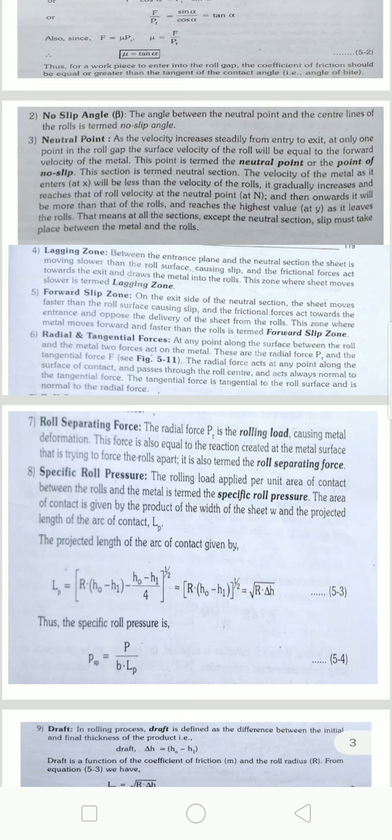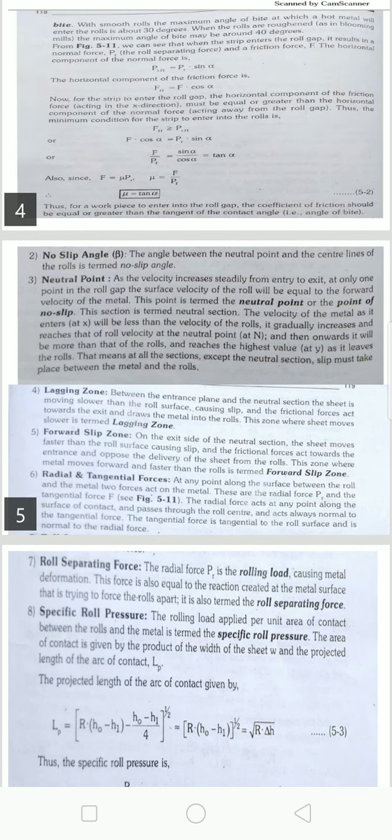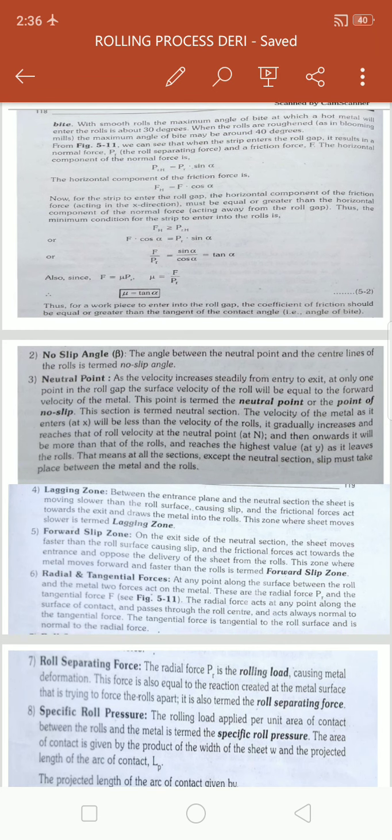Thus the specific roll pressure P specific is equal to P by B into LP, where P is the rolling force, B is the width of the sheet, and LP is the projected length of the arc of contact. In equation 5.3 we have used delta H, that is the draft. In the rolling process, draft is defined as the difference between the initial and the final thickness of the product. That is, draft, denoted by delta H, is equal to H naught minus H1.